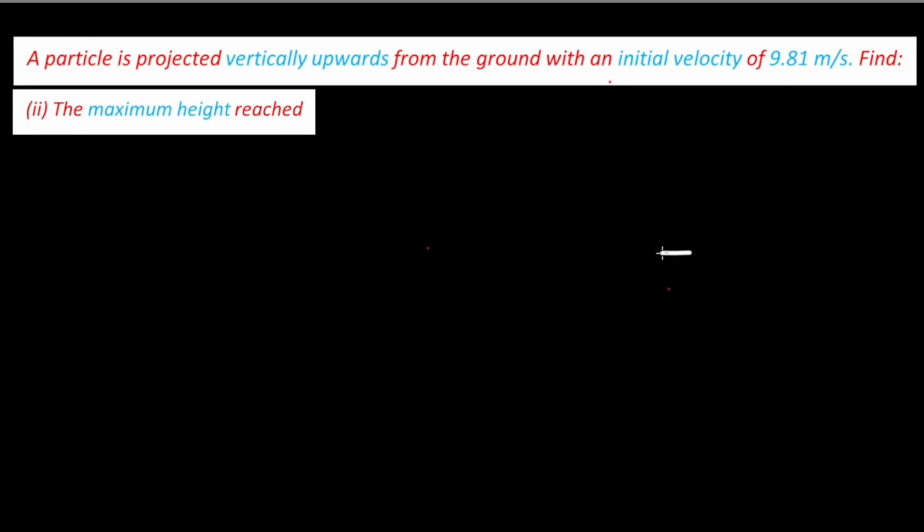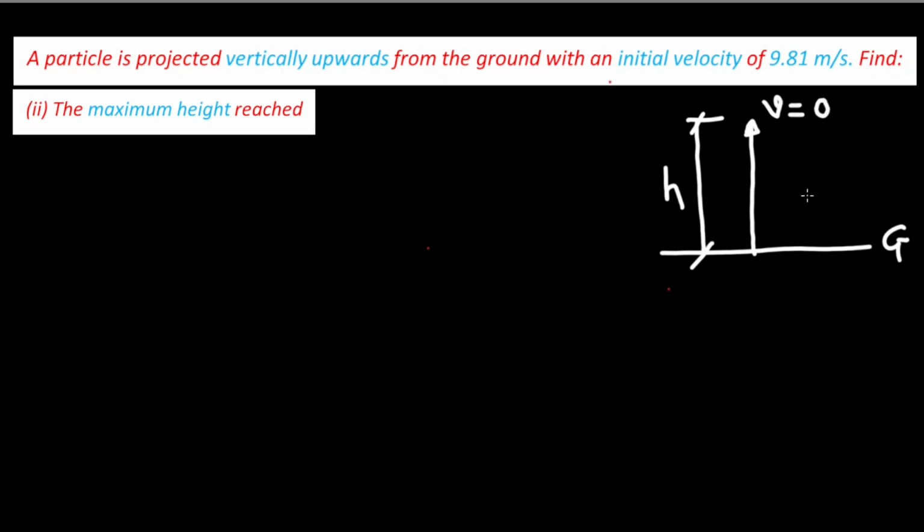Now the particle starts from the ground in vertical direction, reaches the maximum height h, where its final velocity will be 0. Its initial velocity is given to be 9.81 meter per second. Since the motion is vertically upwards, its acceleration will be minus g. So, with the help of initial velocity, final velocity, and the acceleration due to gravity, we have to find the maximum height reached.